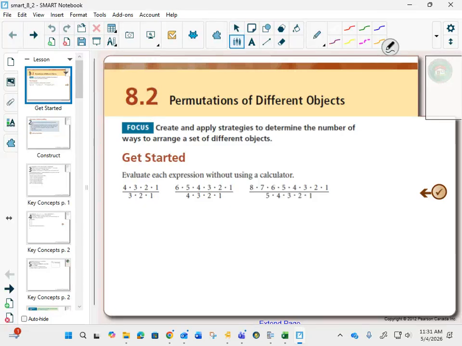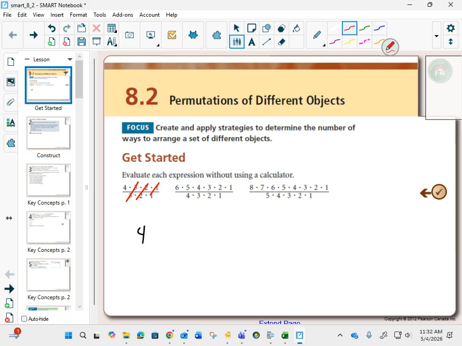Now, in simplifying these, you could multiply out the top and get 24, and multiply out the bottom and get 6, and then do 24 divided by 6 and get an answer of 4 for this one. But you could also simplify it. You see the 3 divided by 3, those would cancel out. And those will all simplify to be 1s. So we could get 4 that way as well. In fact, that makes our math a little bit easier.